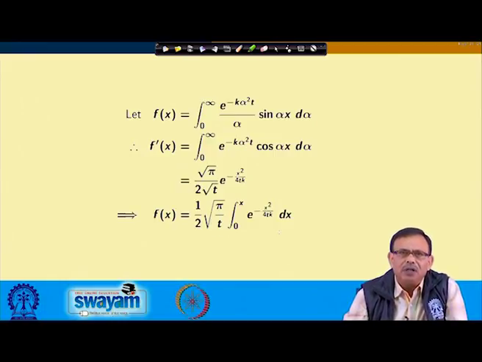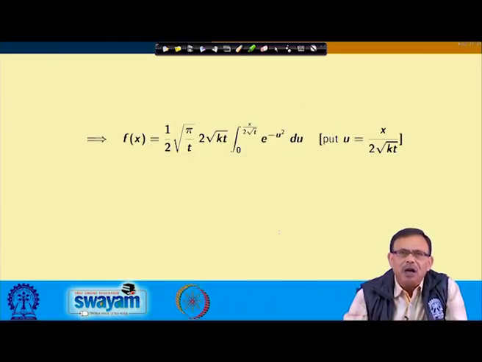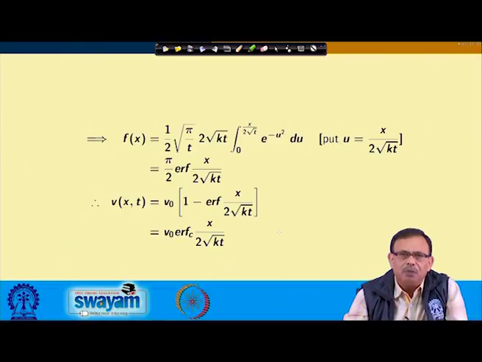From f dash x you can write down this integral, integrating both sides on the given equation. And if I evaluate this integral, then ultimately I am obtaining this by substituting u equals x by 2 root k t, so that the value becomes error function ERF of x by 2 root k t as f x. So, your v x t becomes v 0 into 1 minus error function of x by 2 root k t, and this is nothing but v 0 into complementary error function of x by 2 root k t. So, I hope the solution processes are clear to you now.